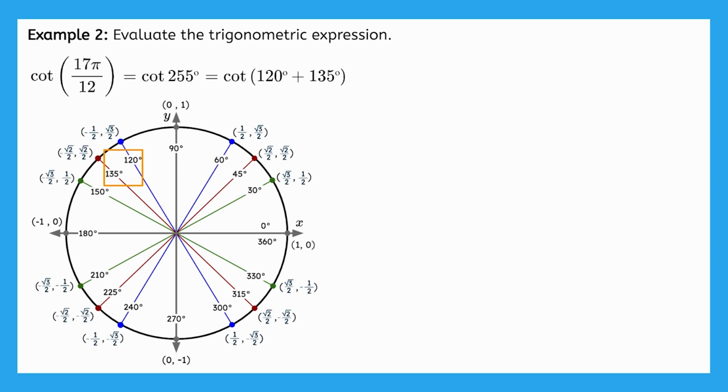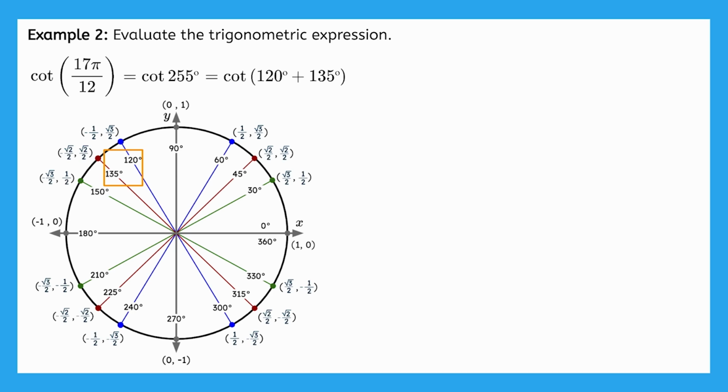Remember, there are other combinations that can work, so if you chose a different combination but ended up getting the same answer, that's great. Now, how can we evaluate cotangent of 120 degrees plus 135 degrees if we don't have a sum identity for cotangent? We only have sum and difference identities for sine, cosine, and tangent. Could we maybe rewrite cotangent in terms of sine, cosine, or tangent?